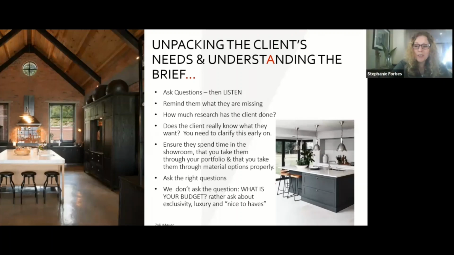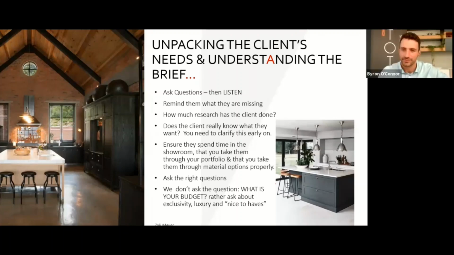Yeah, it's important, and you can't just sit in the office and let the installers go to site. You actually have to be part of that and understand how the kitchen's made. They have a lot to offer as well in terms of knowledge. Yeah.